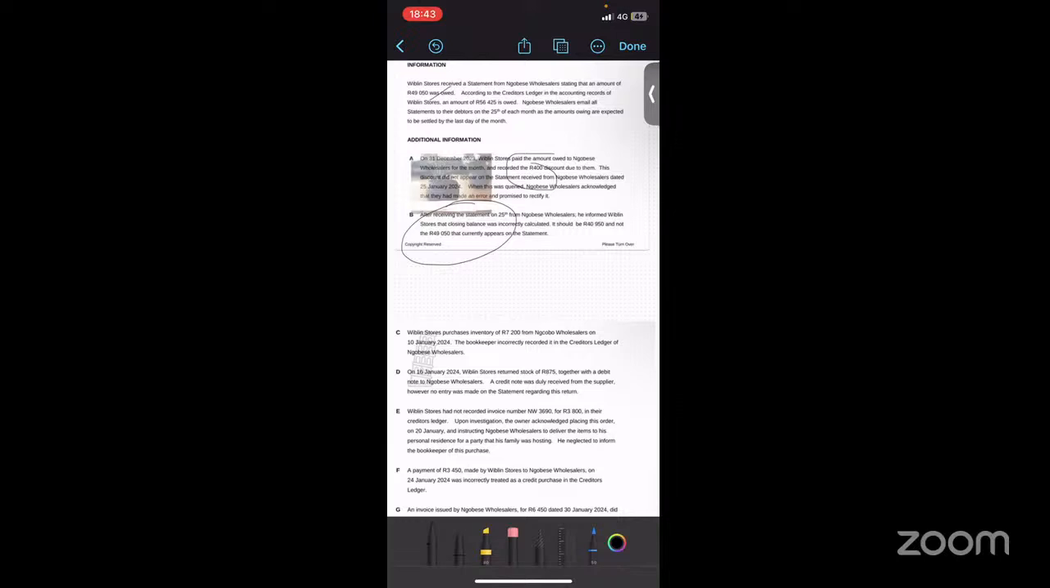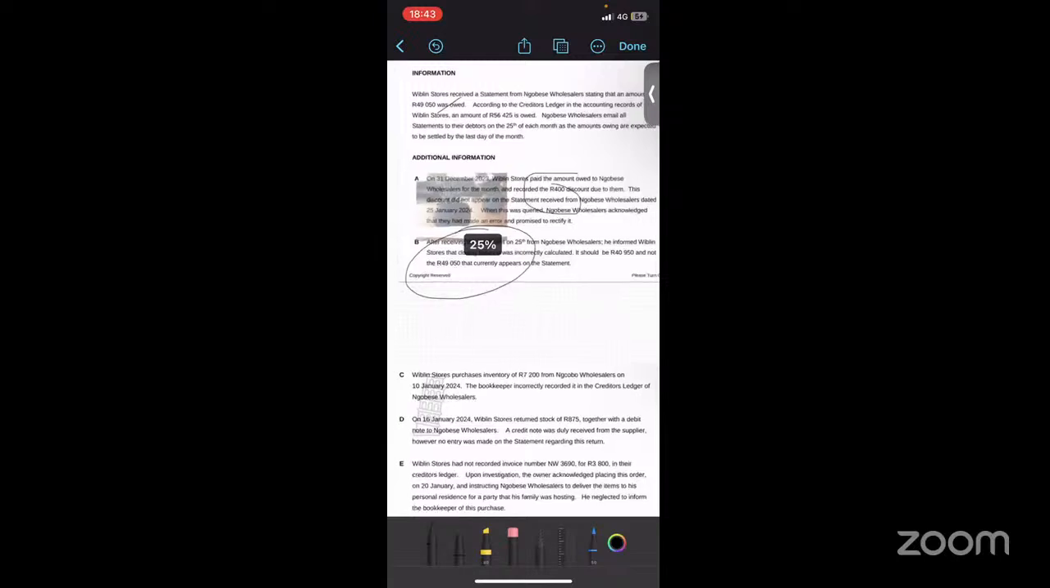Okay. So this simply means that the creditor made a mistake. So now we're going to check for the difference between the amount that the statement says we owe, and the amount that they say it should have been, right? So now we're going to say 49,050 minus 40,950. How much do you guys get?